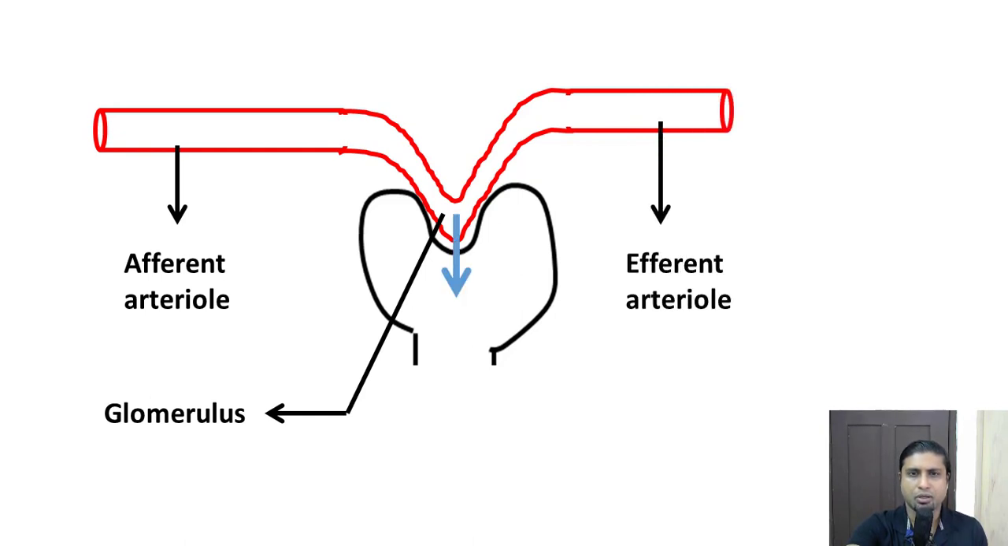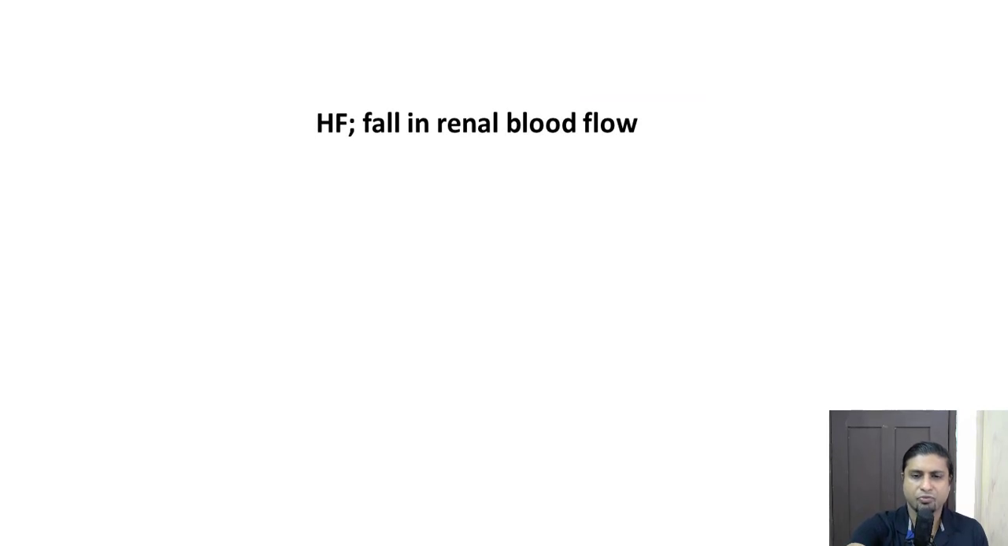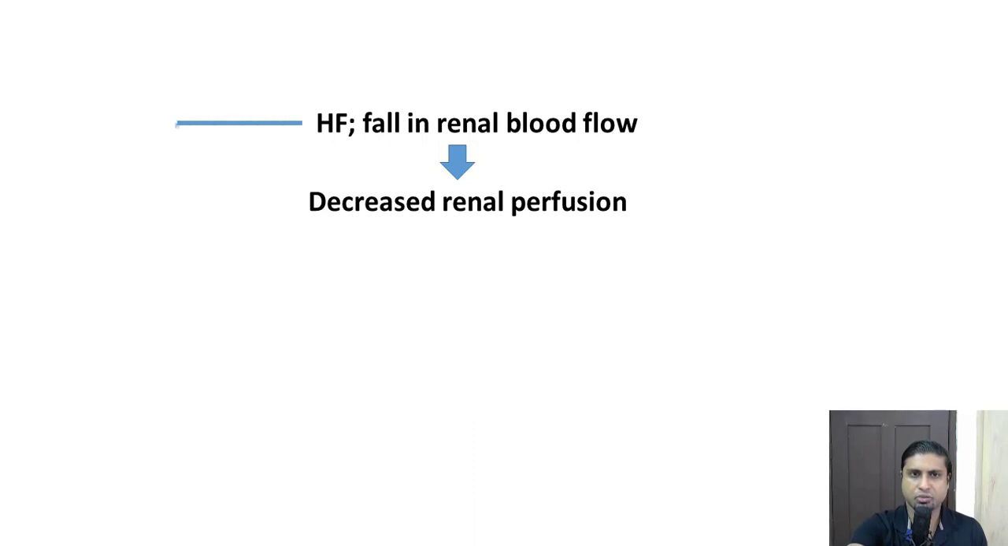Now, in heart failure, the cardiac output is reduced, and therefore the blood flow in the periphery is rather sluggish, and this includes the blood flow to the kidney. So there's a fall in renal blood flow, which results in decreased renal perfusion. We also know that heart failure involves an increased activity of the renin-angiotensin-aldosterone system, and therefore there is a high plasma concentration of angiotensin 2.